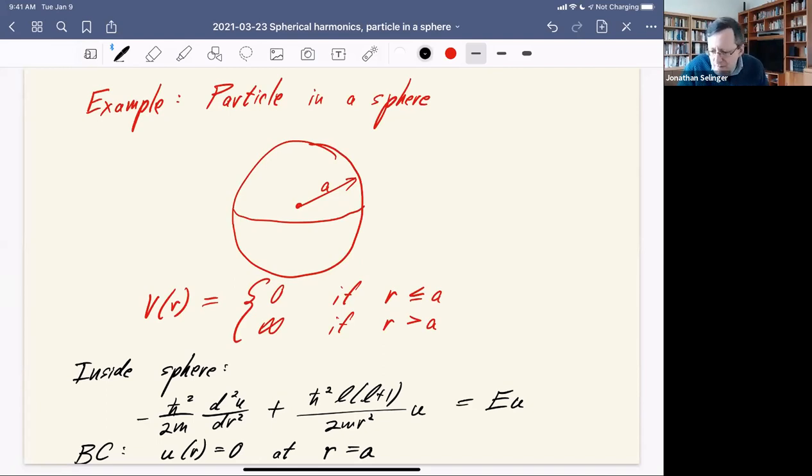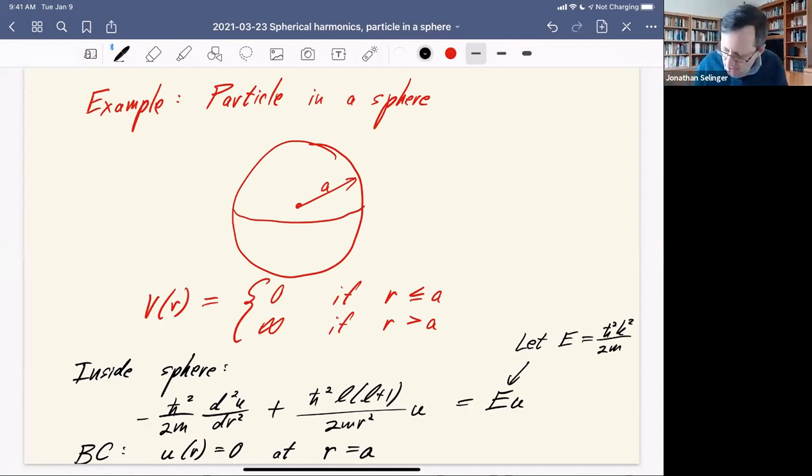And so in the case where l equals 0, where we don't have this term, then the second derivative is a constant times the function. We've done that lots of times, right? We know how to solve that. The solutions are sines and cosines. Okay, so I can at least write that one out. So we'll say let E equal h bar squared k squared over 2m.